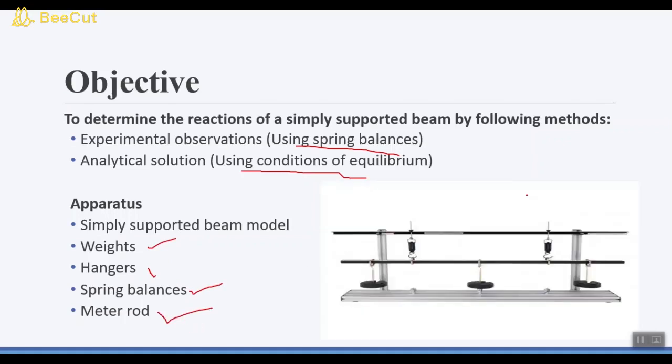Here we can see a picture of the apparatus, the beam model apparatus. These are the two spring balances which measure the reactions. This is the span of the beam, and with the help of the hanger we apply the load. With the help of one spring balance we will measure one reaction, and the other spring balance will give us the second reaction, and we will apply the load along the span at different points.